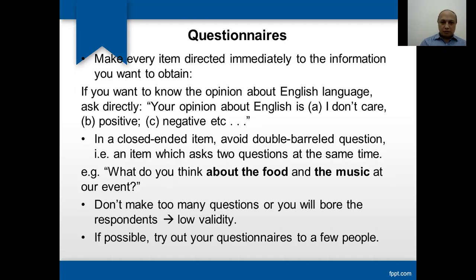If possible, try out your questionnaires on a few people. Before launching it or using it on your real respondents, you have to try it out on a few people that you are close with, maybe your friends, your classmates, some of your teachers, in order to find out whether the questions are clear, whether the questions are not too many, and whether the questions are effective enough to get whatever data you want.